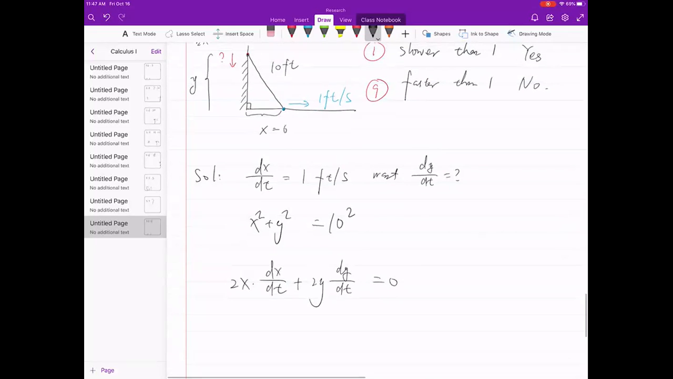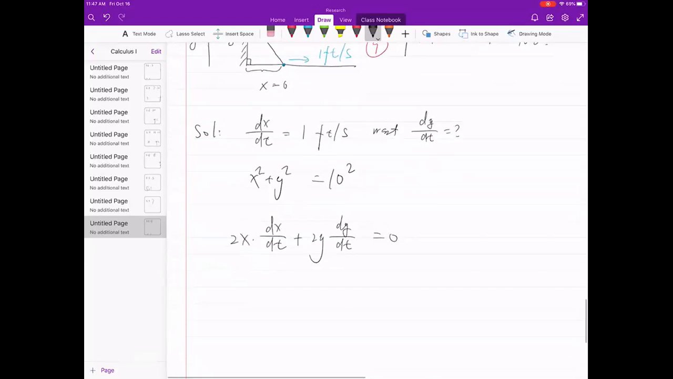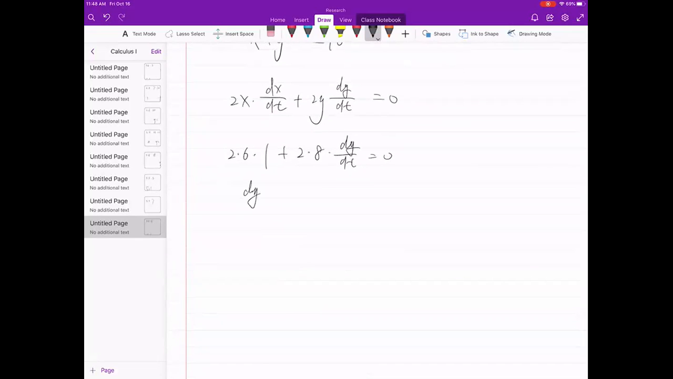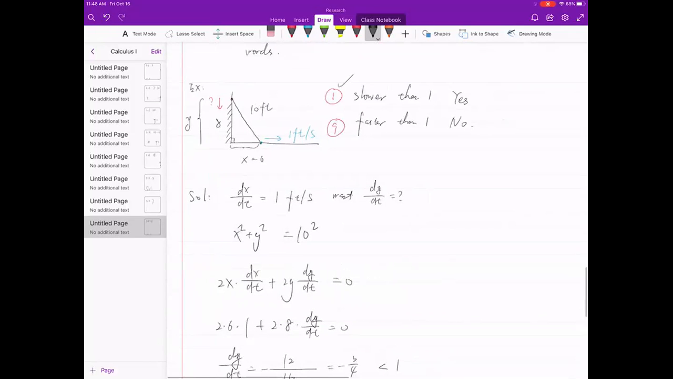Now what is your x? Your x is 6, as we pointed out. What is your dx over dt? That's going to be 1 plus y, 8. Then dy over dt is going to be 12 divided by 16 negative, which is negative 3 over 4, which is less than 1. Slower. So whoever selected slower, you're right. The majority, you're wrong.